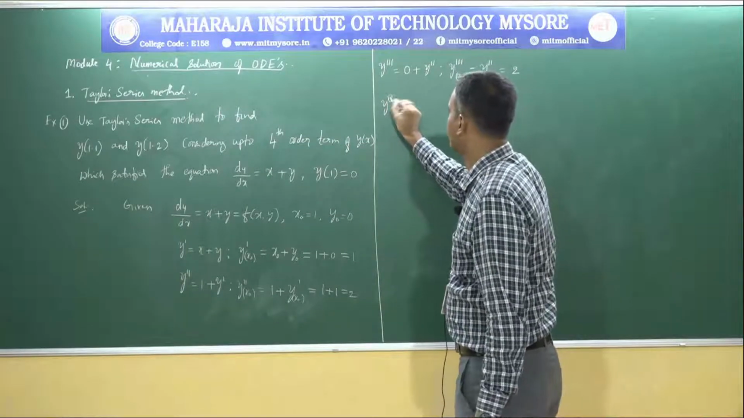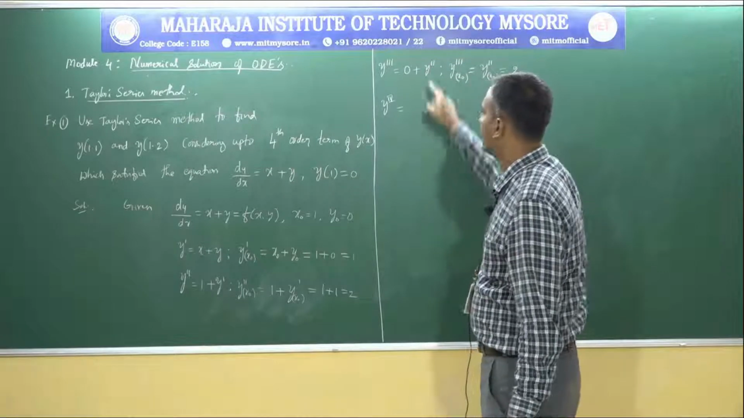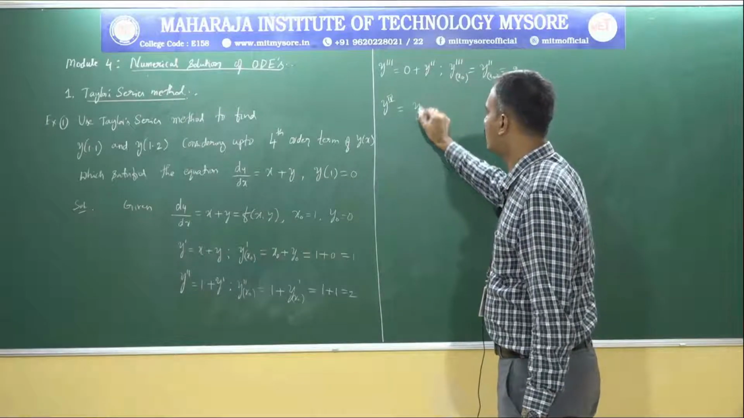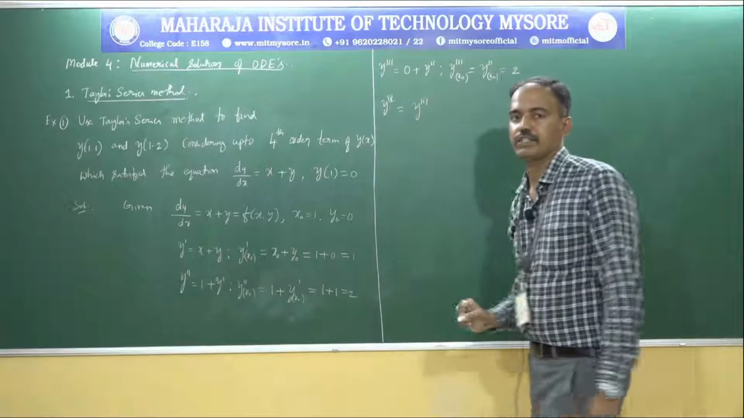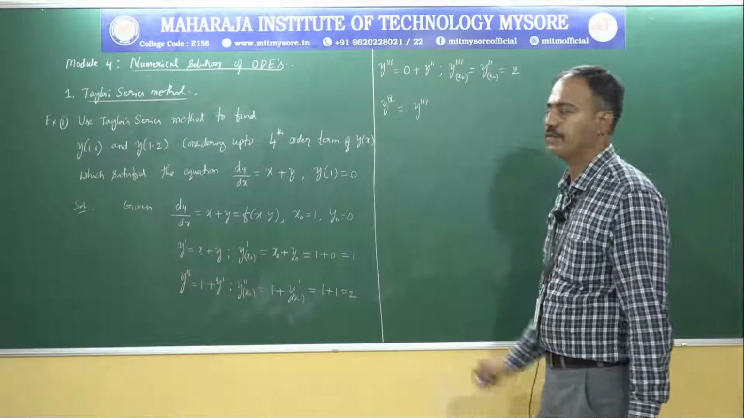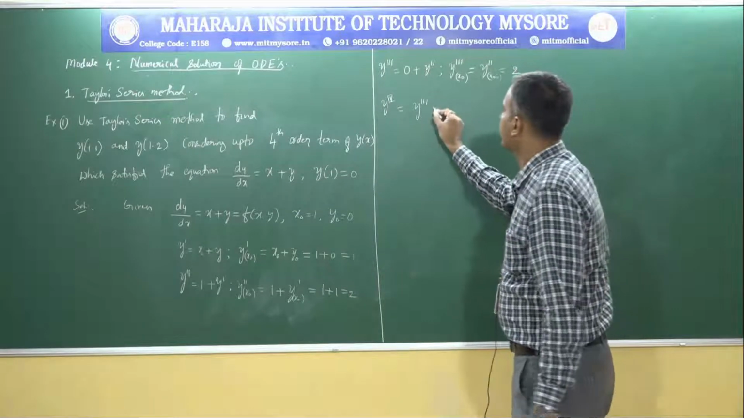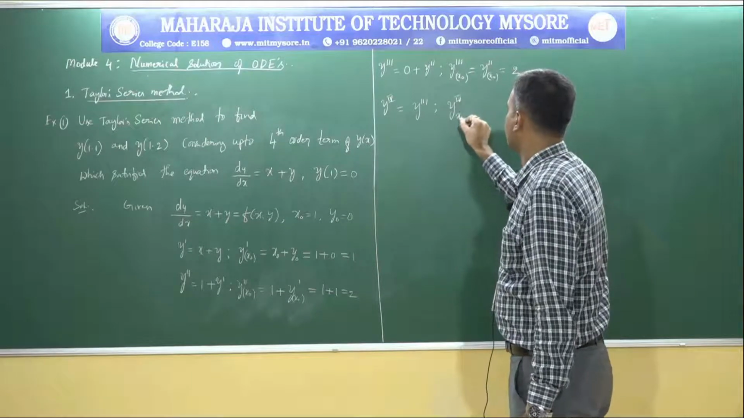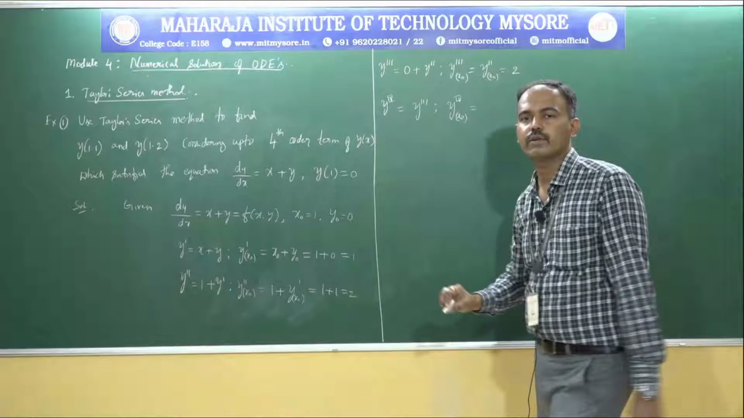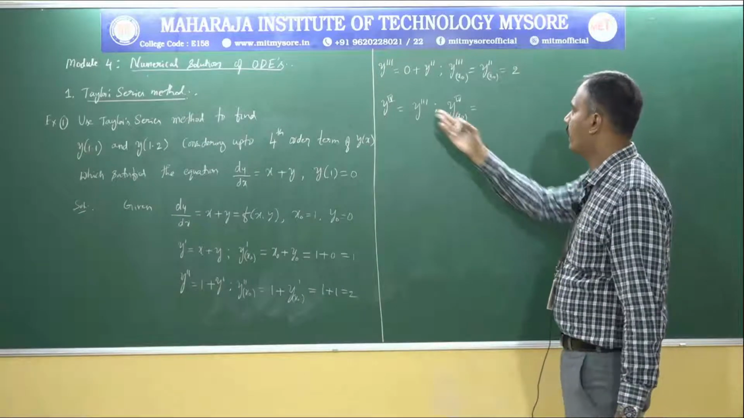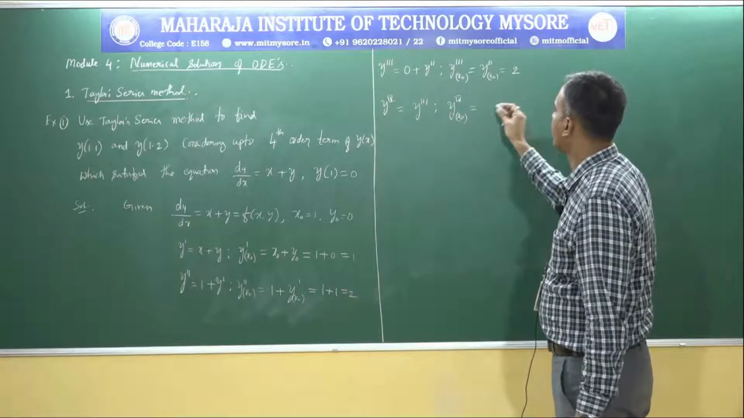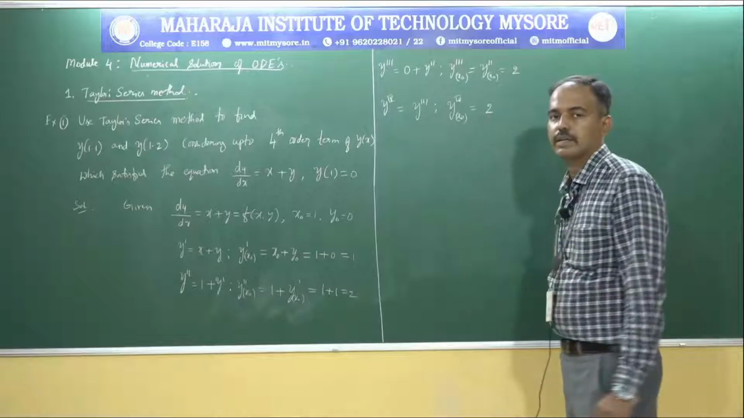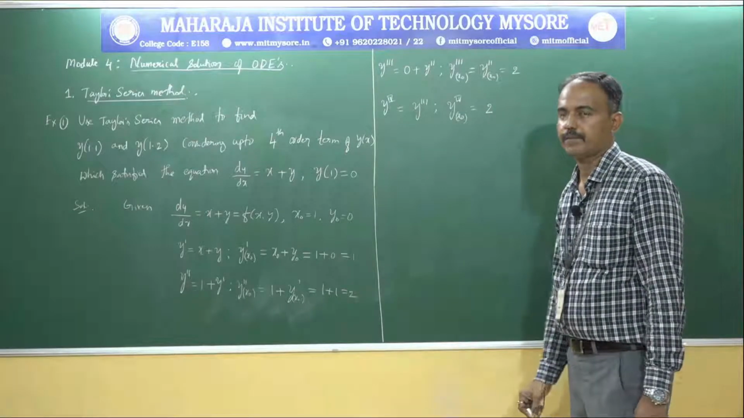Y fourth is nothing but the already available y triple dash differentiated one more time, and we can represent it in terms of that. Now y fourth of x naught is equal to y triple dash, the previous data available, which is 2 here. Now we can represent it in terms of the 2 form here.